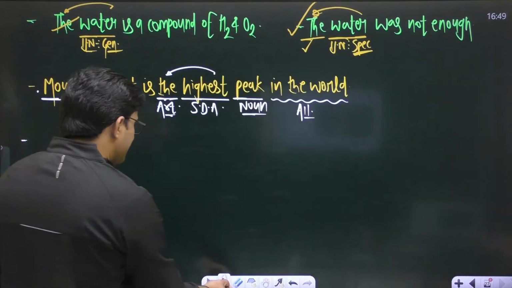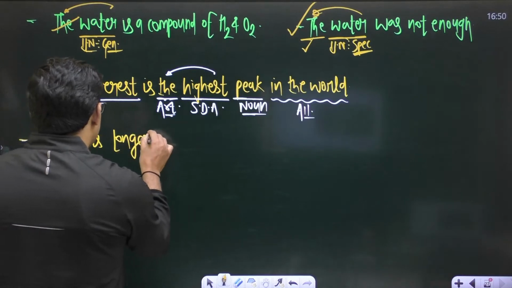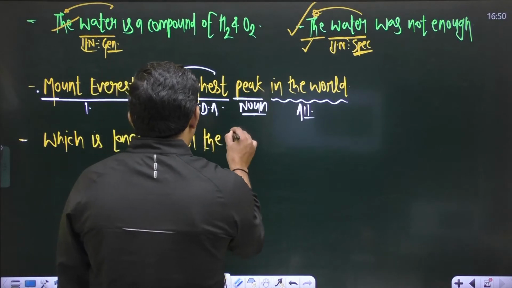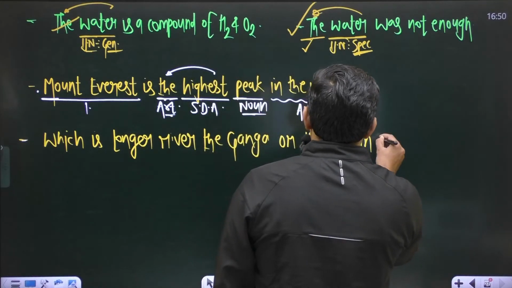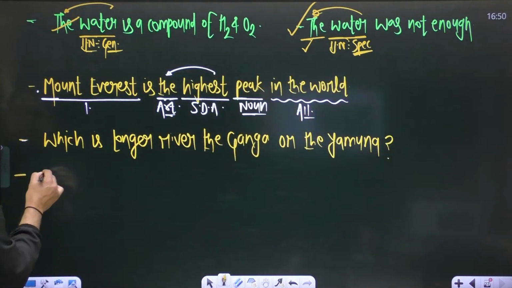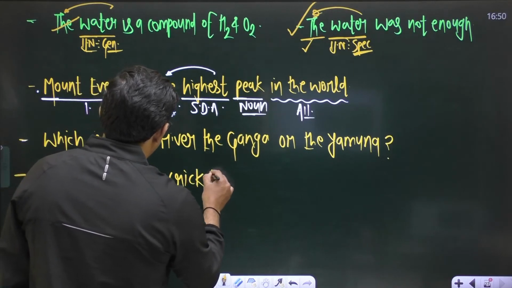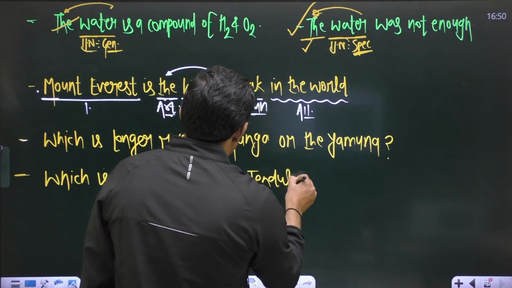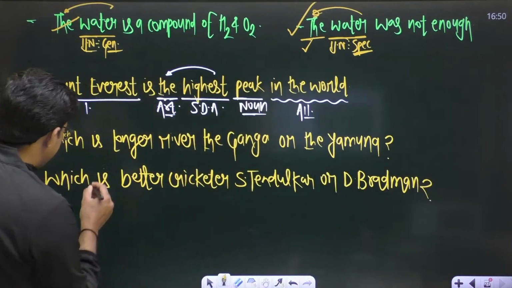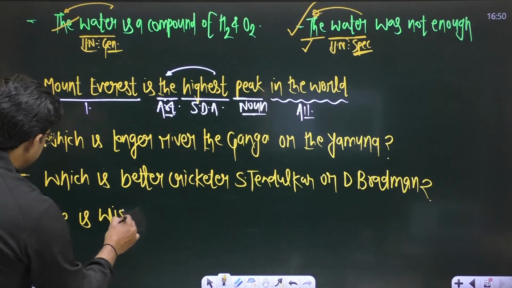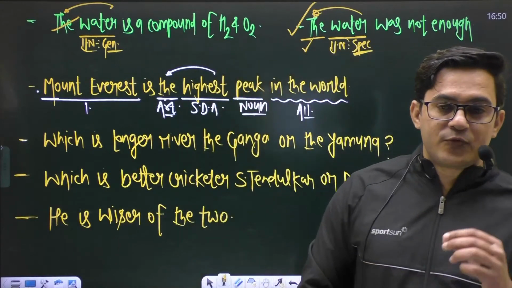Okay, but now you have some different sentences. First sentence is, which is the longer river, the Ganga or the Yamuna? Which is the better cricketer, S. Tendulkar or D. Bradman? And the third sentence is, he is wiser of the two. He is wiser of the two. You have three different sentences, and this is also one of the most important concepts.